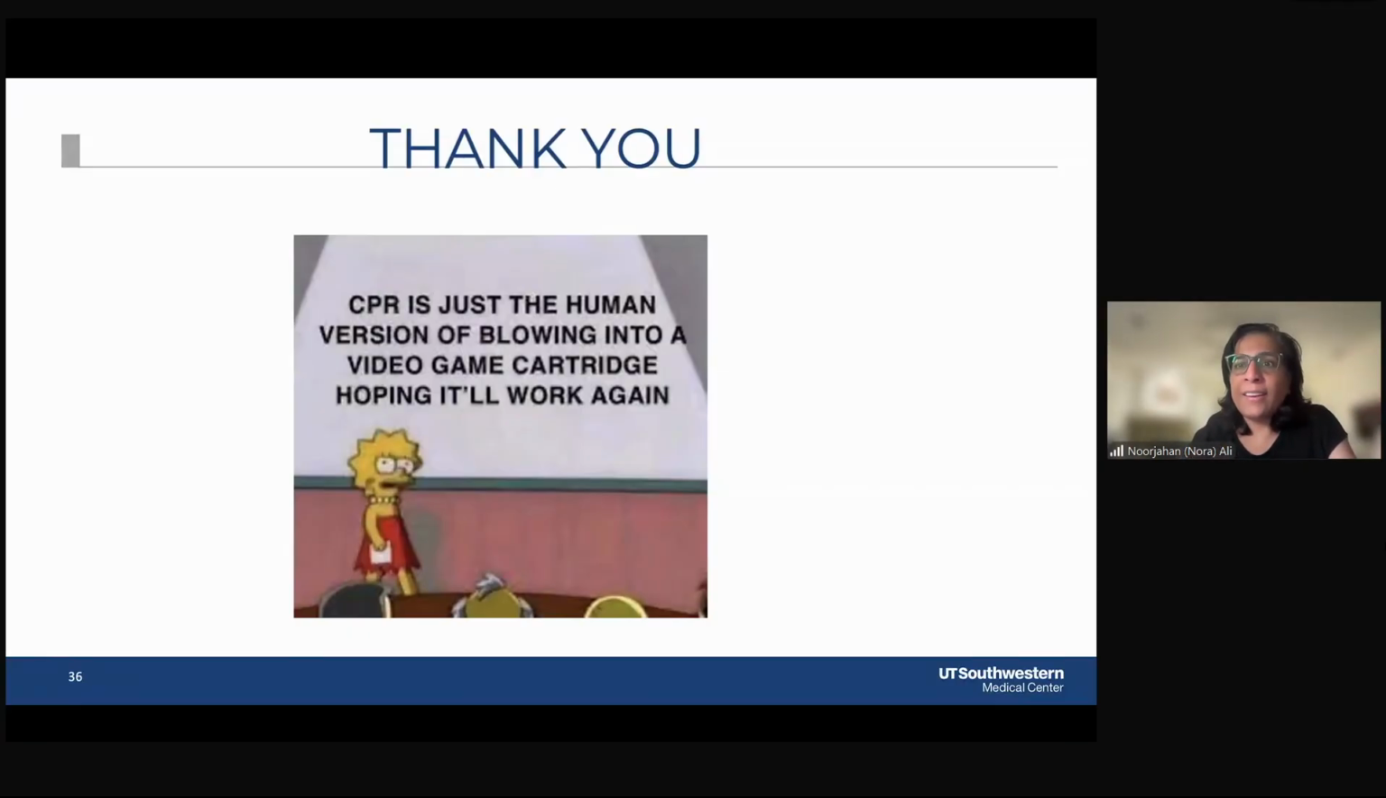But again, it's exciting, but it's also nerve-wracking. So having some guidelines, some information is helpful in those scary moments.